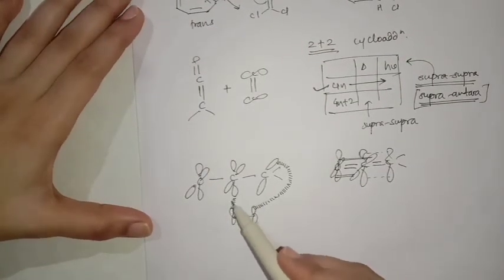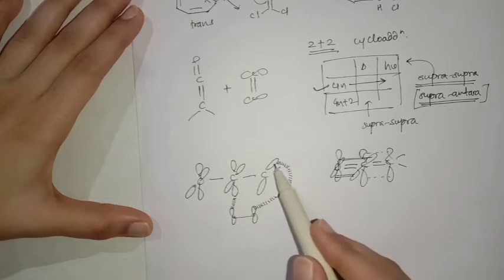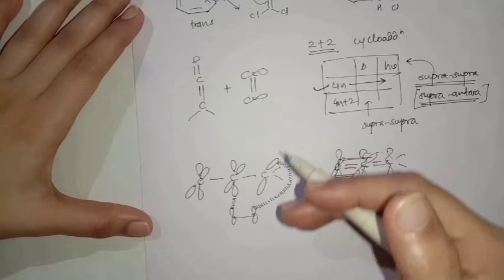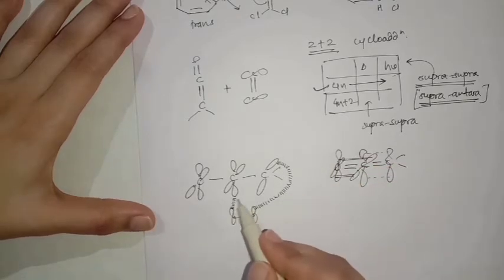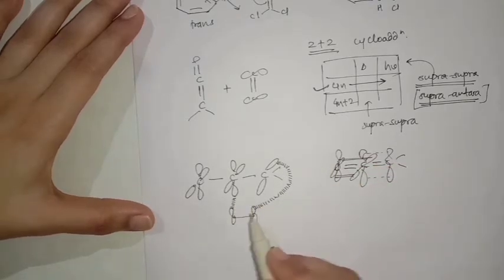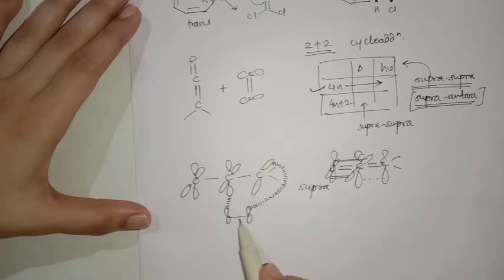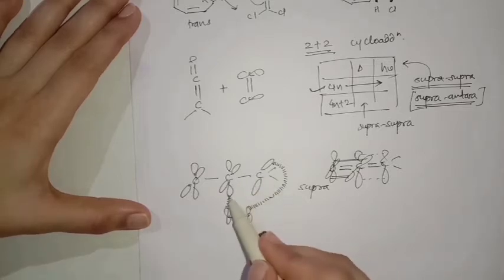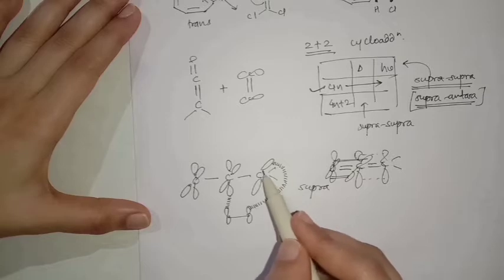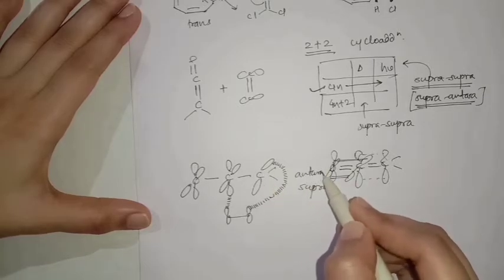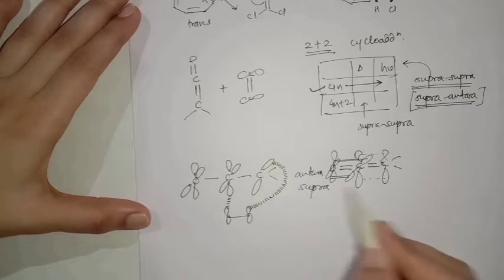One lobe of one system and another lobe of the other system. When both lobes of one system react from the same side, if this orbital and this orbital make a bond, then we call it a suprafacial addition. You can see in the alkene molecule, both lobes from the same side are going to react. But in the ketene molecule, this lobe from downward and this lobe from upward are going to react. I mean, the ketene shows antarafacial addition, and the alkene is showing suprafacial addition.